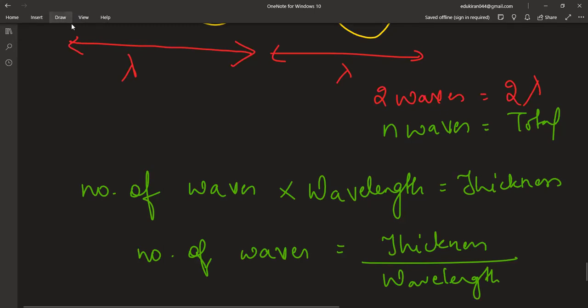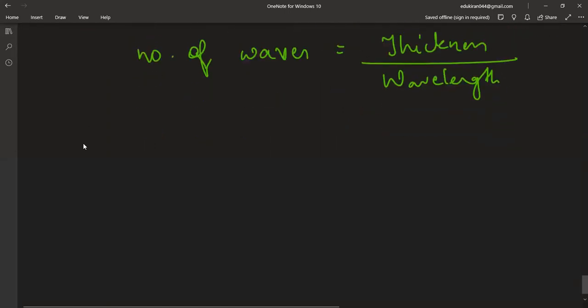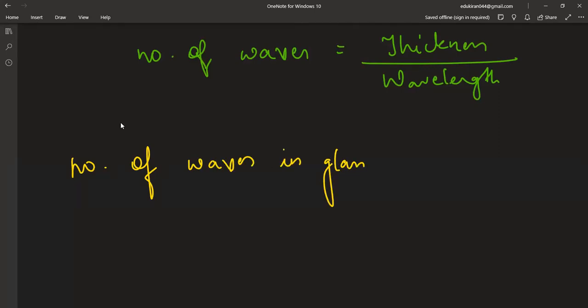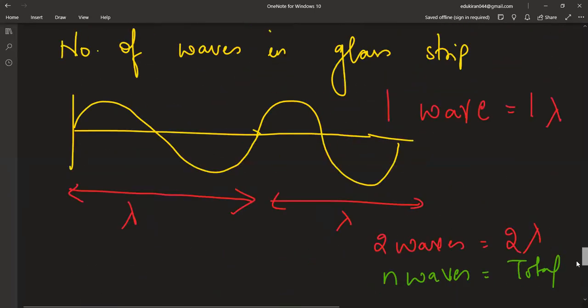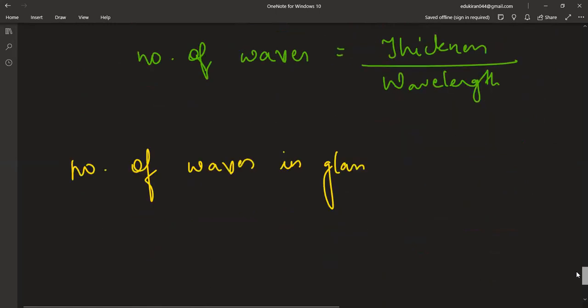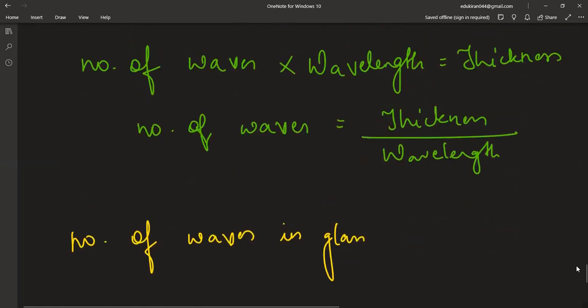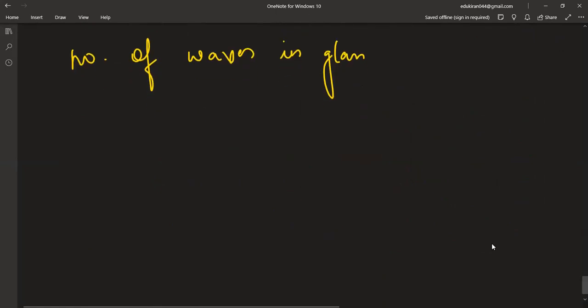Now see, when we are talking about the glass strip, so number of waves in glass, come back to the question. Number of waves in glass. In your exam, you have to start your question from here only. Number of waves is equal to thickness. You don't need to explain this to the examiner. This was just for your understanding right now. From here straight away, you can start. So your actual answer is now starting. Number of waves in glass will be equal to thickness, that is 4 centimeter, divided by the wavelength in glass.